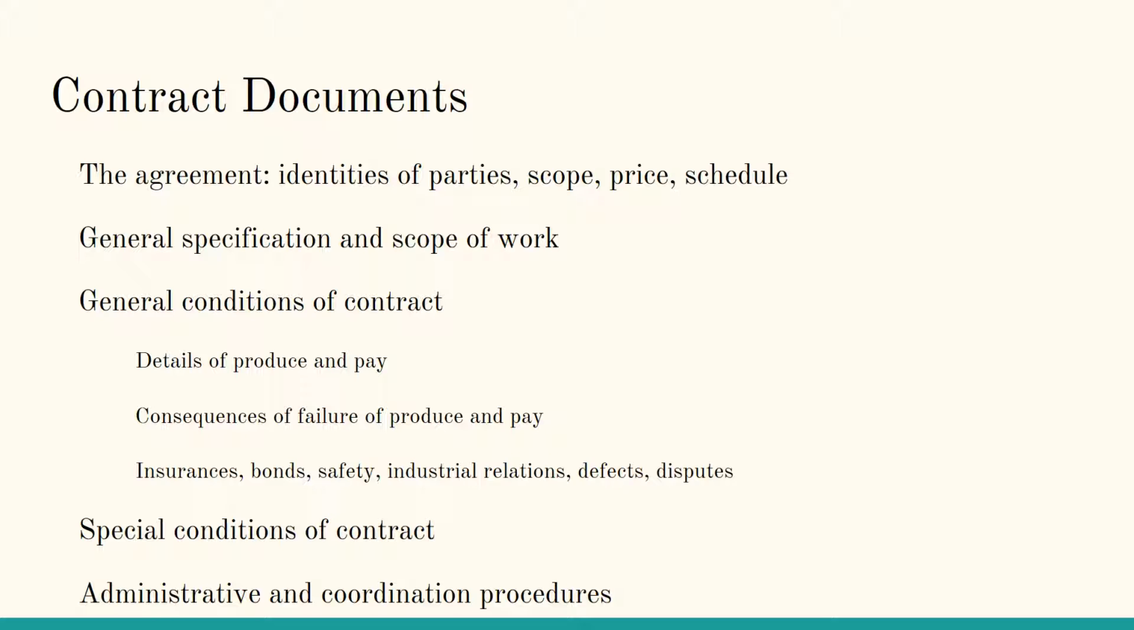General conditions of contract are normally a recognized standard form of contract. This details the obligations to produce and to pay, clarifies the offer and acceptance, allocates risks, describes the consequences of failure to pay or produce, and includes relevant issues, for example, insurances, bonds, safety, industrial relations, defects, disputes, and so on.